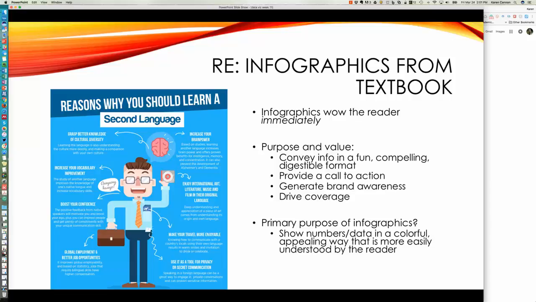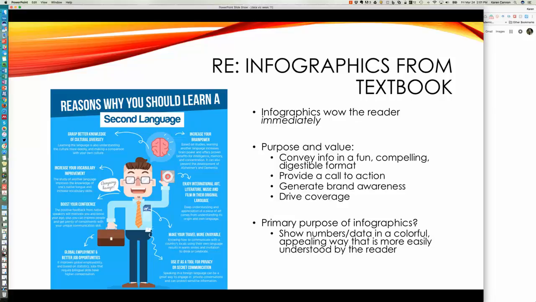A lot of times providing a call to action. I think when we look at some examples in class, we may see that some fall short on this, so that might be something that you recognize is important but not always adhered to in the examples or in infographics. They can really help you generate brand awareness, and they can also derive media coverage, again, because of that shareability aspect.